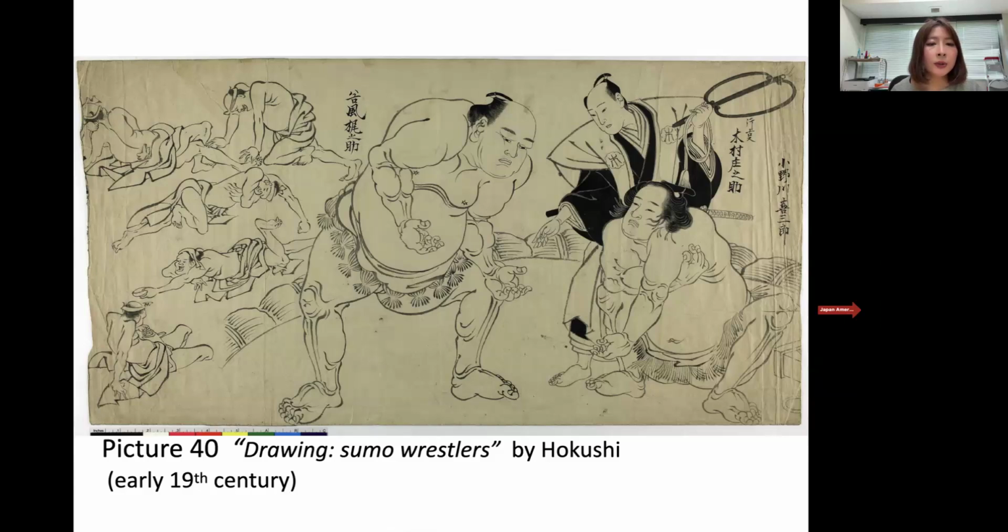Hokusai studied under Shunsho in his youth and went on to become an artist of the Katsukawa school. However, after being expelled from the school, he never depicted sumo wrestlers again. Little information remains about Hokushi, although he is reported to have been active as an artist sometime between 1804 and 1818, that is, the Bunka era. That is some 10 or 20 years after Hokusai left the Katsukawa school.